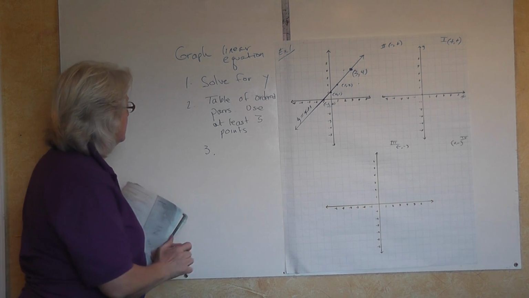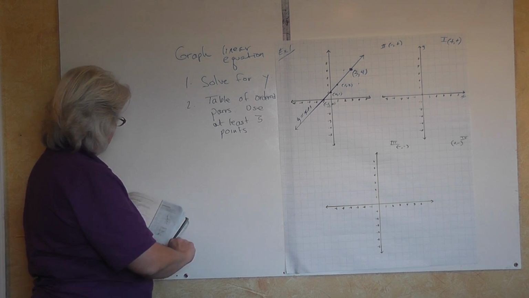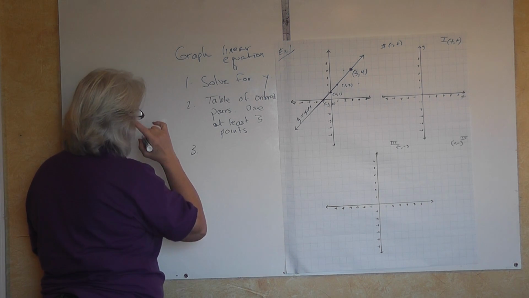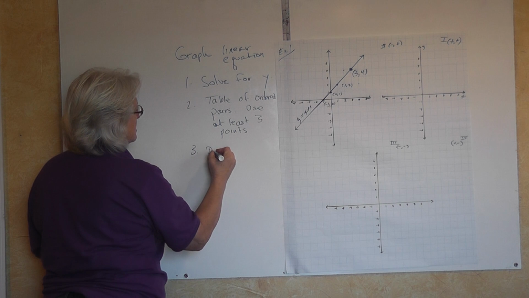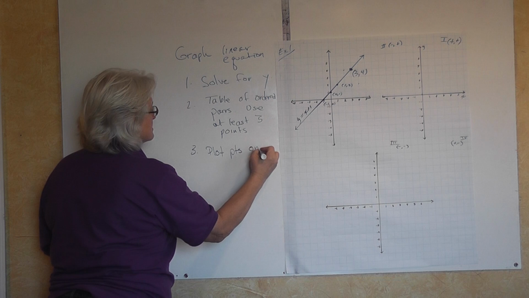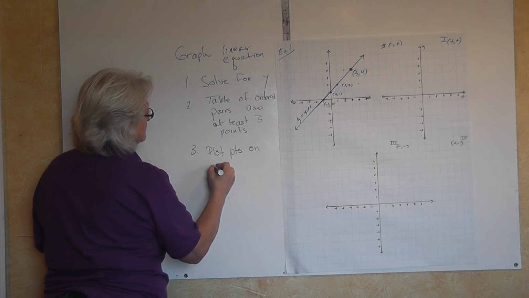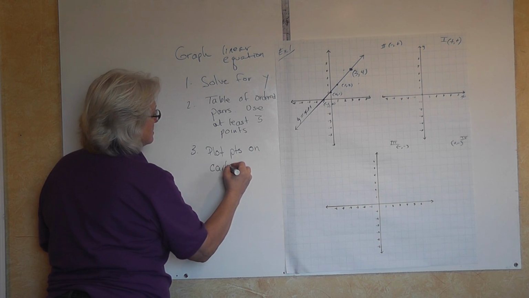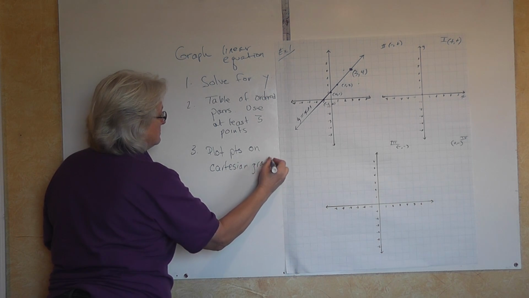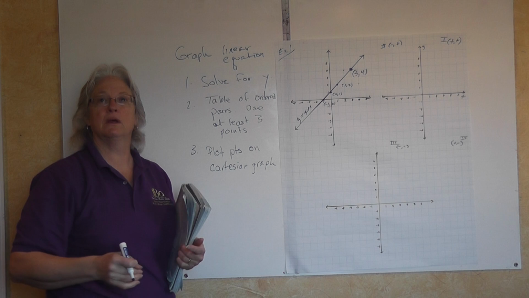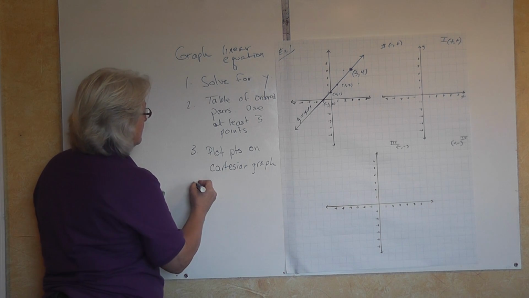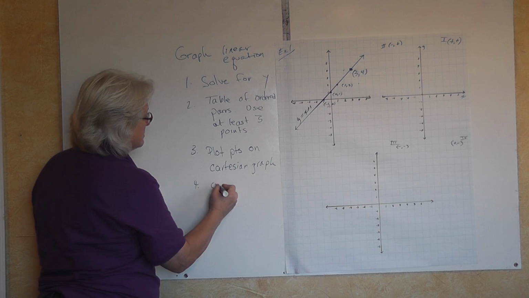So our third thing says to graph the ordered pairs on a Cartesian coordinate system. So I'm just going to say plot points on Cartesian graph, which is exactly what we did. We took our 3 ordered pairs and we plotted them on the graph. Now we're going to connect the points with a straight line.